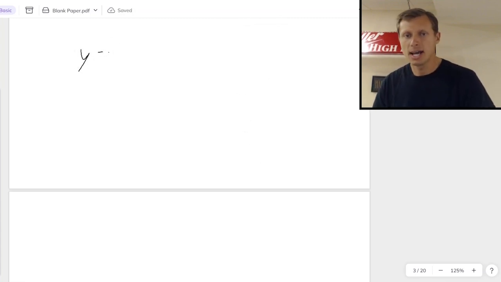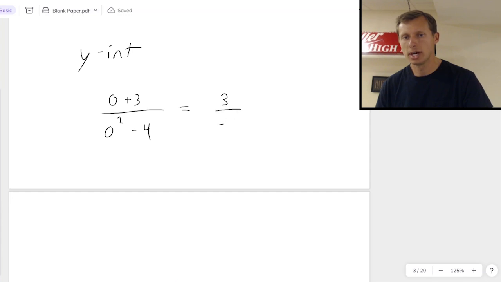And then last, I have the y-intercept. Remember, that's where I'm setting the x equal to 0 and solving. And so for this, I'm going to get 3 over negative 4.